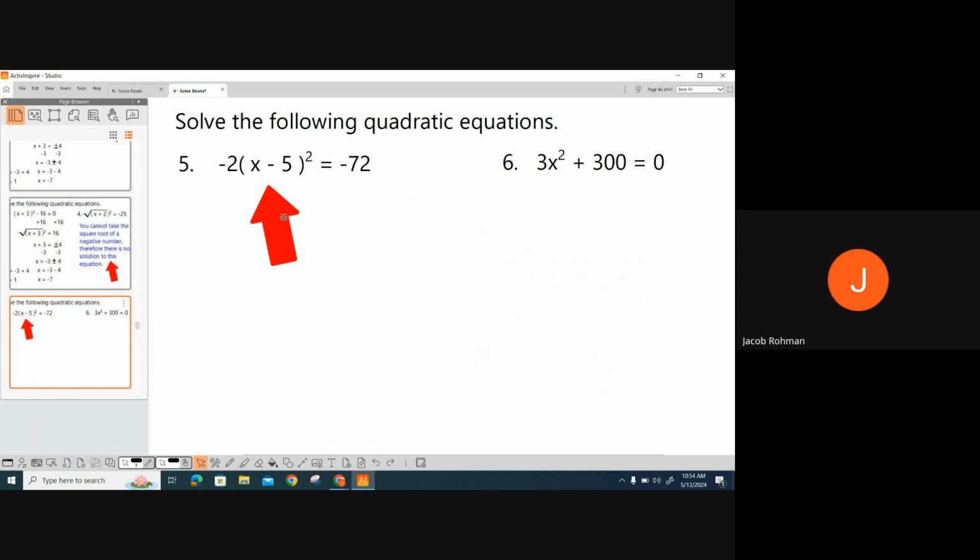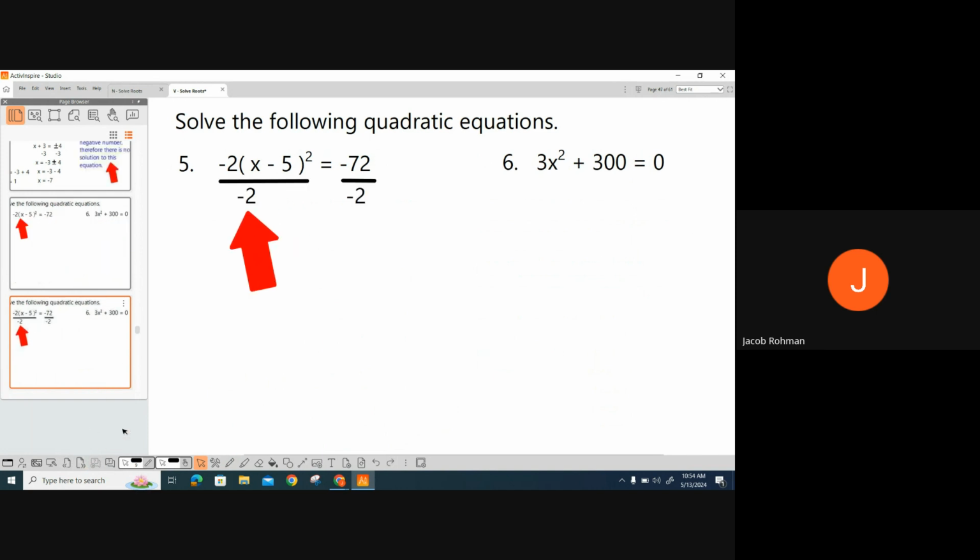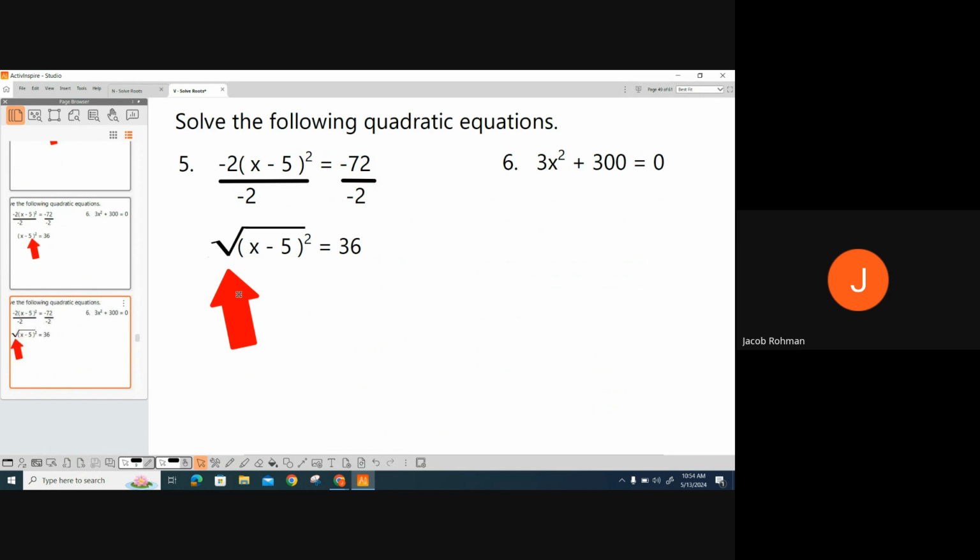Example 5. We see that there's a negative 2 being multiplied to this binomial of (x - 5) squared. So we're going to start solving this by dividing both sides by negative 2, which over here, you're going to get a positive 36. So positive 36 comes from negative 72 divided by negative 2. And now to undo the squaring of this x minus 5, we square root both sides. And remember, anytime I square root a number, like here, 36, I'm going to have a positive and negative solution. And we notate that by putting a plus and minus sign outside the 6. So this is plus or minus 6.